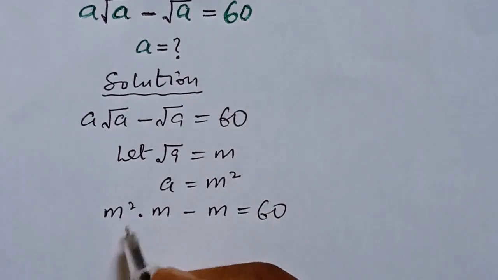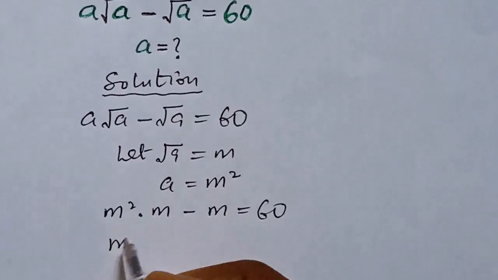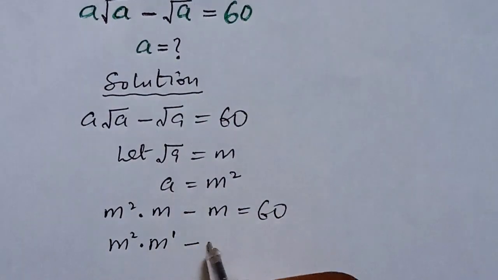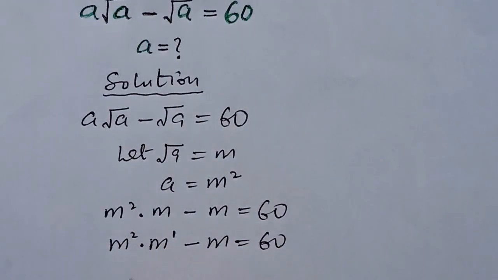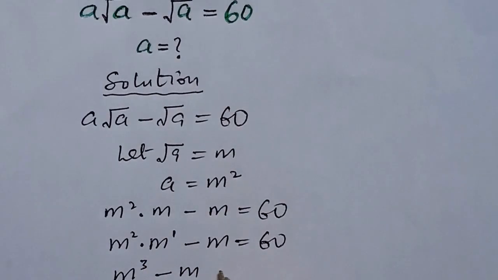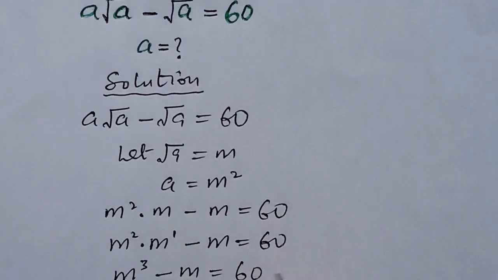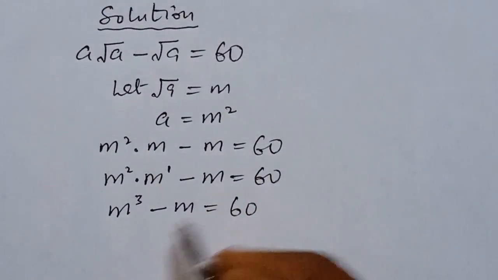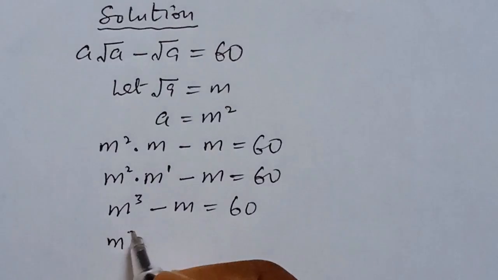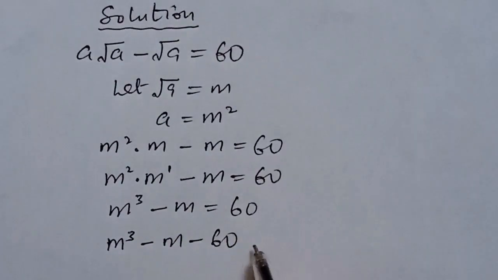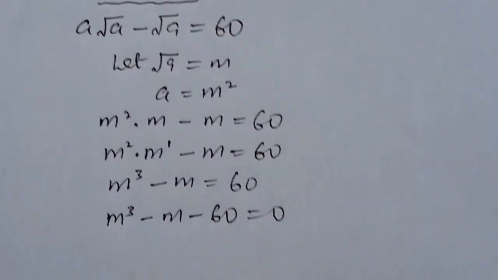So this gives us M squared multiplied by M power 1 minus M equal to 60. And we can add the exponents. So that gives us M cubed minus M equal to 60. Then we bring the 60 to the left hand side. We have M cubed minus M minus 60 all equal to 0.